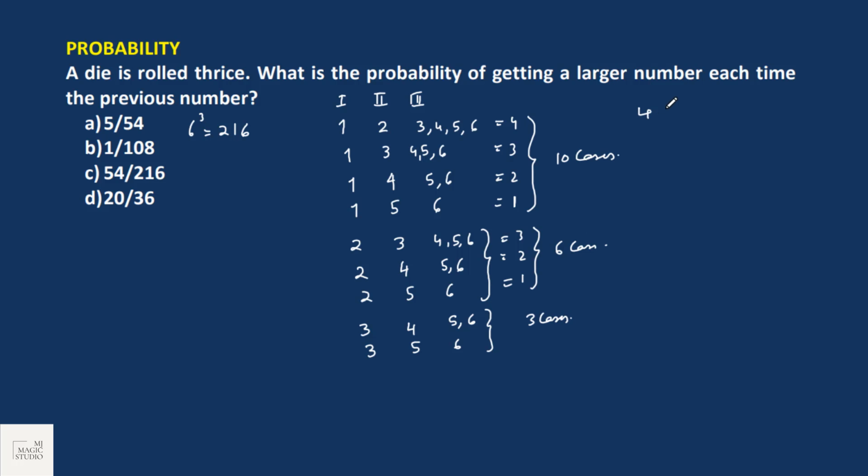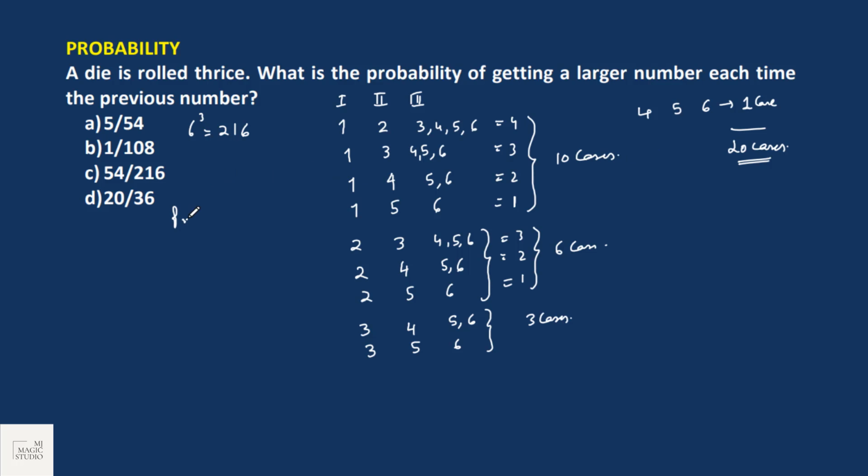If I start with 4 and then the second dice should show 5 and then the third dice should show 6, that will be only one case. We can't have 5 on the first throw, then the second throw will have 6 and then there is no higher number for the third throw. So total cases that we have is 10, 6, 16, 3, 19 and 1. 20 favorable cases we can have such that a larger number is shown every time we throw a dice than the previous one.